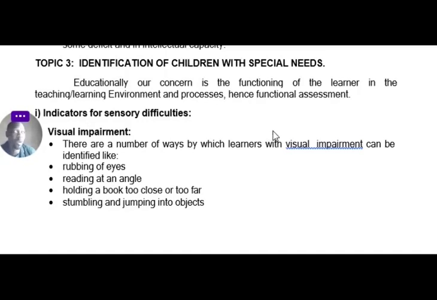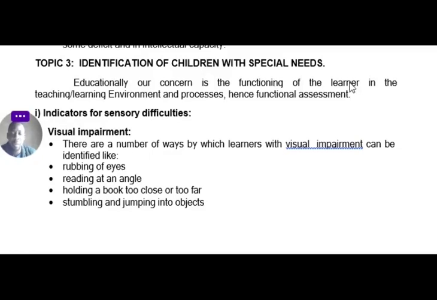Reading at an angle. For example, when you write an essay on the left of a board, instead of him focusing on the left, he looks at the right, because for him, when he looks at the right, he's seeing the things on the left. So it means that person is having a problem with visual empowerment.